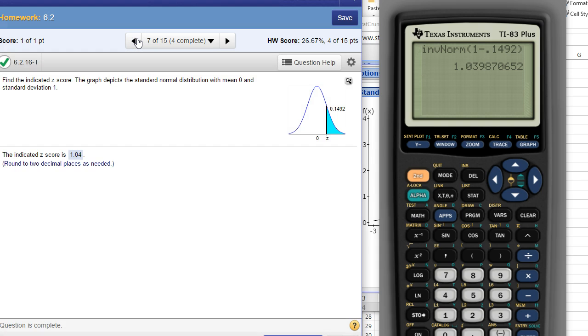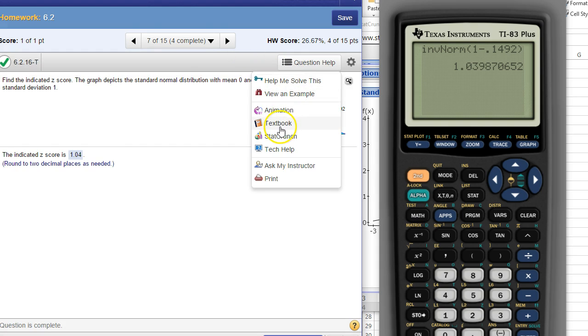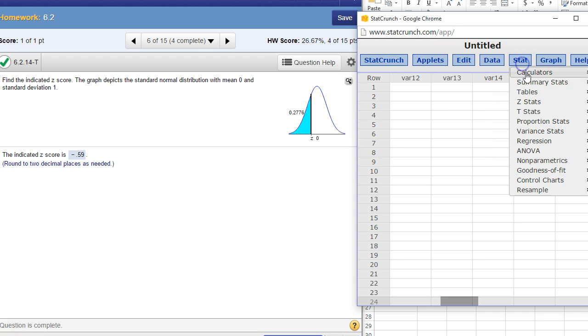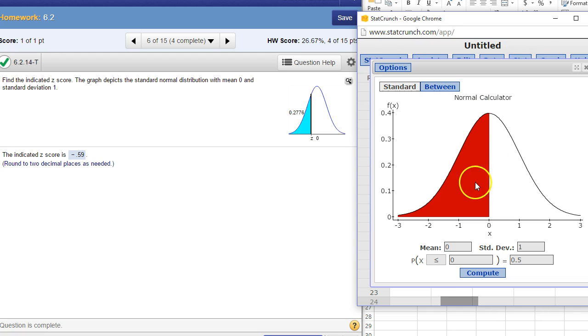Now I want to show you how to do these problems with StatCrunch. So let's say I've got this question, an inverse norm problem from the calculator. How do I get that on StatCrunch? When you bring up StatCrunch, what I did was Stat, Calculators, Normal. When you bring this up and you plug stuff in here, basically the way it works is there are 4 boxes, and if you fill in 3 of the 4, it'll solve for the other one.